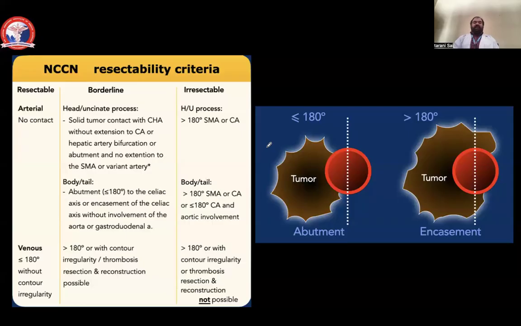Irresectable, head and uncinate process: more than 180-degree contact with the SMA or CA. Body and tail: more than 180-degree contact with the SMA or CA, less than 180 degrees when there is aortic involvement, and venous involvement of more than 180 degrees or with contour irregularity or thrombosis, where resection and reconstruction are not possible.